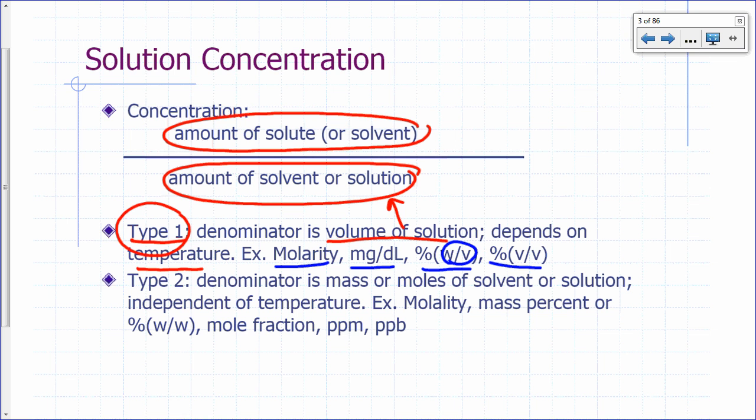Okay. The second type of commonly used units for concentration is one where everything in the concentration units involves mass or moles of solvent or solution. So these are concentration units that are independent of temperature. The amount, the mass, and the moles of substances do not change with temperature. So we're going to talk about molality, mass percent, also known as percent by weight, mole fraction, parts per million, and parts per billion.